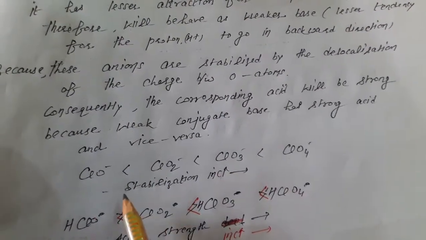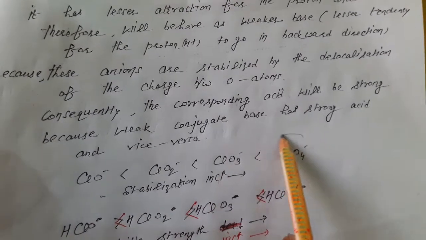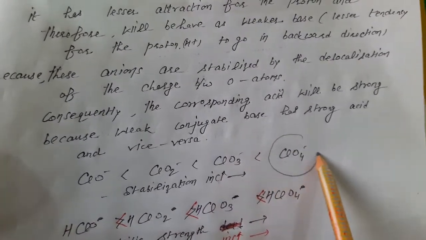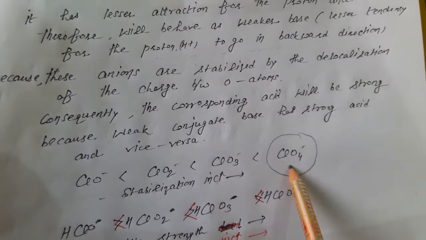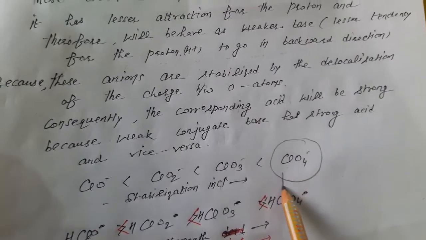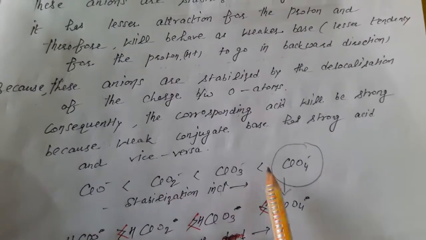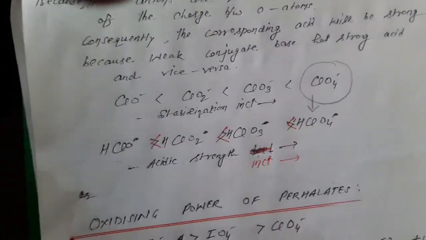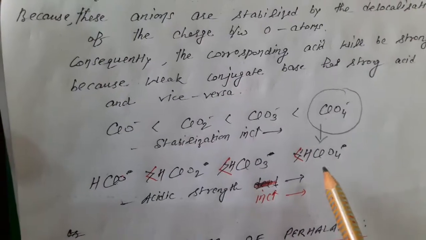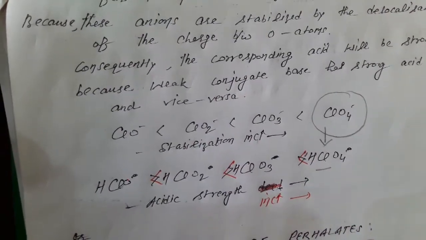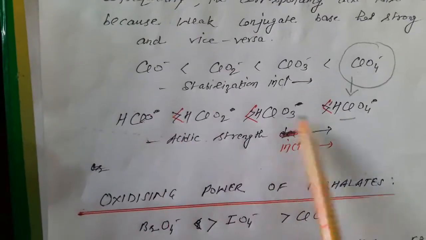So stabilization in the order, you can see this one is a more stabilized ion, that means this is a weak base, and the corresponding acid, this one, is a strong acid. So the most stabilized ion is the weakest base, and the corresponding acid is the strong acid. So you can see this is the increasing order of the different acids.